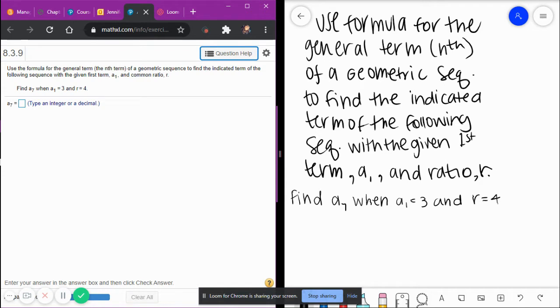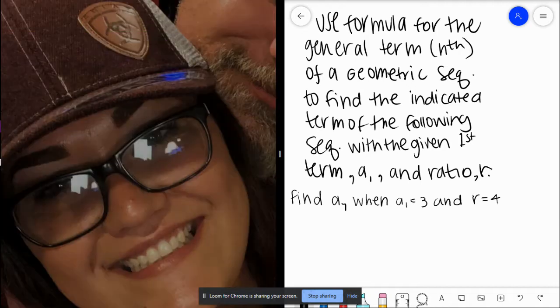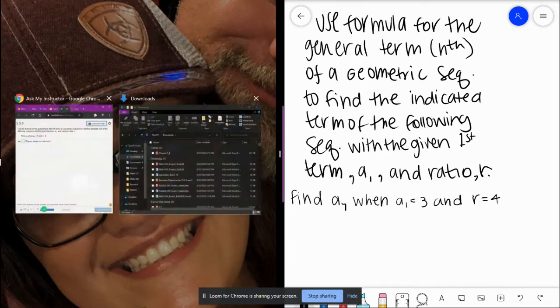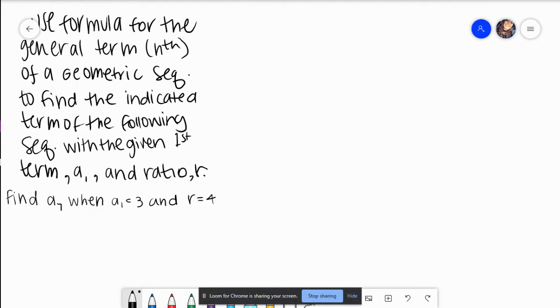I wrote it on the right-hand side because we're going to solve it on my little app where I can draw things. This is a geometric sequence problem solved for a student's question. Now, if I can just figure out how to make this large, I think that'll do it.